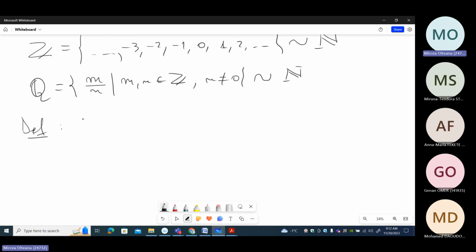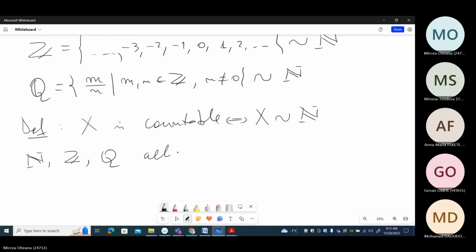Definition: a set X is countable if and only if it is equipotent with the set of natural numbers. As we said above, examples of countable sets are the set of natural numbers, of course, the set of integers, and the set of rational numbers. They are all countable sets because they are in a one-to-one correspondence with the set of natural numbers.